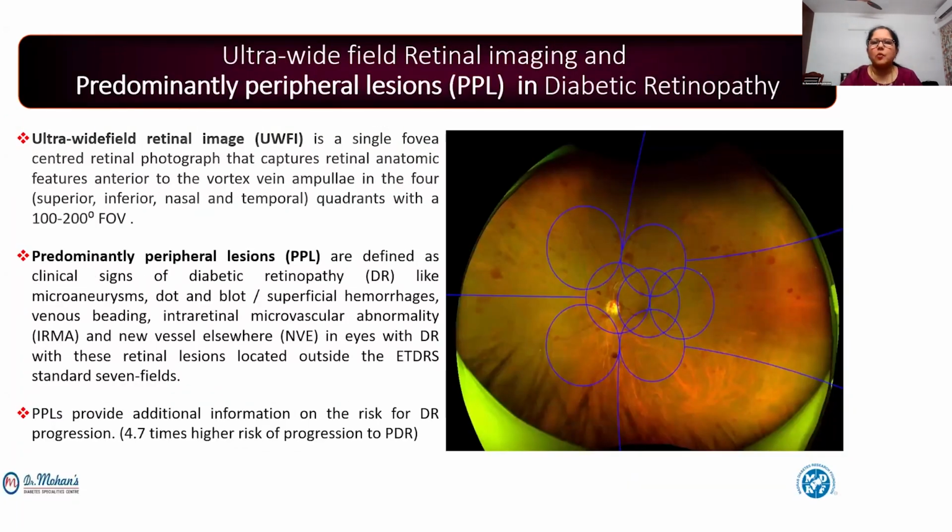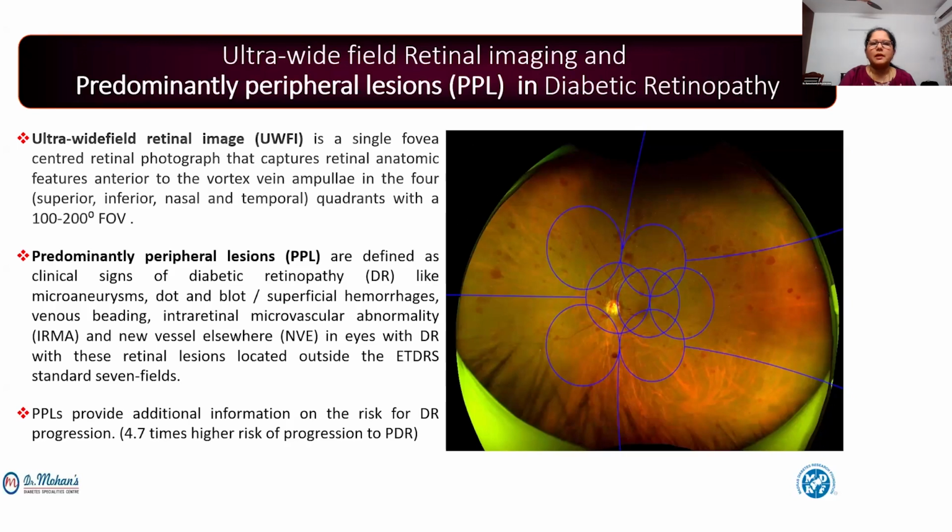So let us understand what an ultra wide field image would look like. If this is the standard ETDRS image with the 7 fields, anything beyond that, which goes up to the vortex vein ampullae in the 4 quadrants, this provides us with a 200-degree field of view. So I think Dr. Rajiv has been talking about PPLs, predominantly peripheral lesions. In diabetic retinopathy, what gets covered by an ETDRS photograph is the predominantly central lesions.